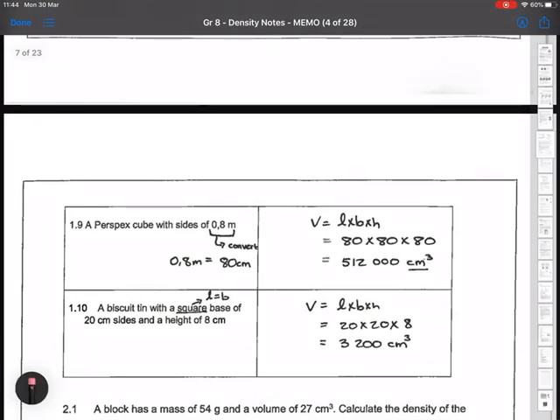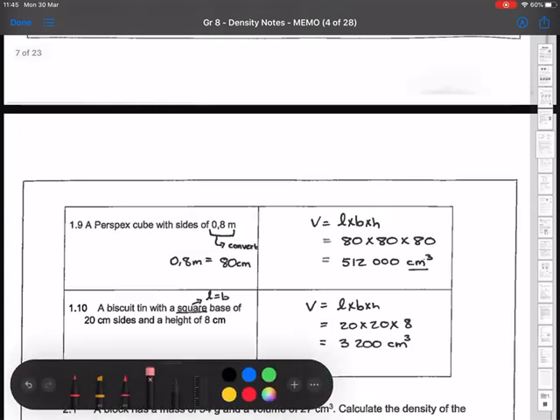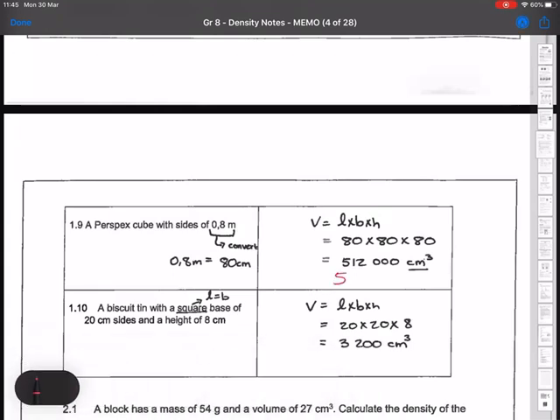1.9, you may have got your answer in scientific notation. If you did, then your answer for that would have been 5,12 times 10 to the 5 centimeters cubed. That would have been perfect as well.